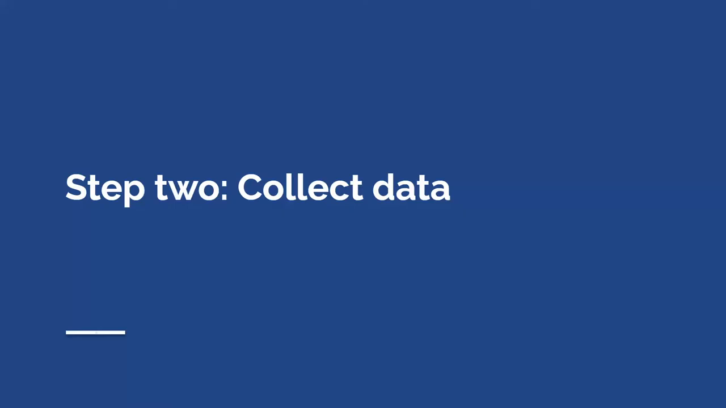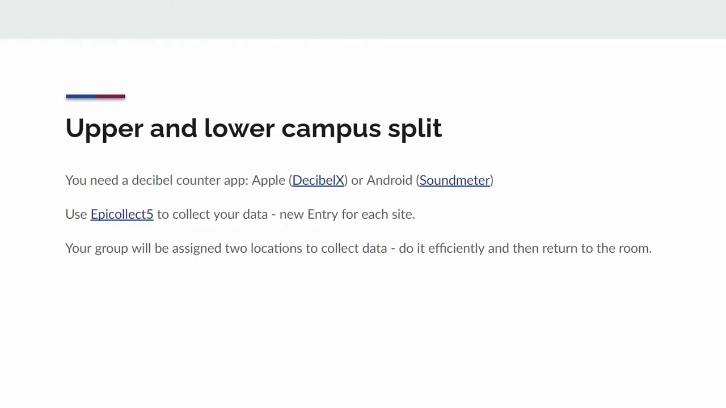So students will need to prepare to collect their data by downloading a couple of apps. One is a decibel counter. You can see a couple of free apps on screen. The other is a data collection app called EpiCollect 5, and we'll have a quick look at EpiCollect 5 in just a moment.